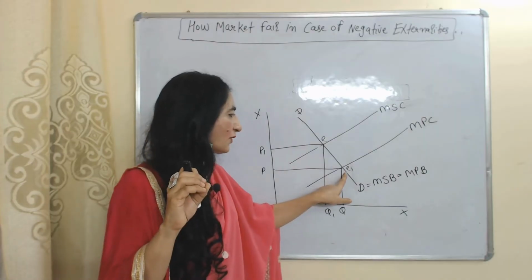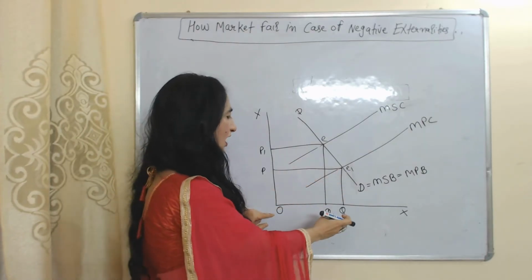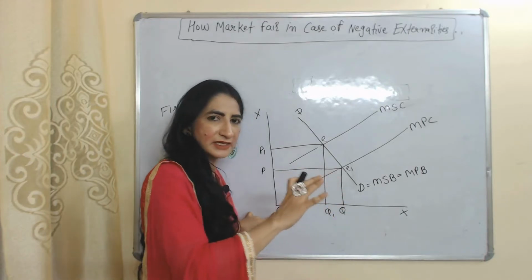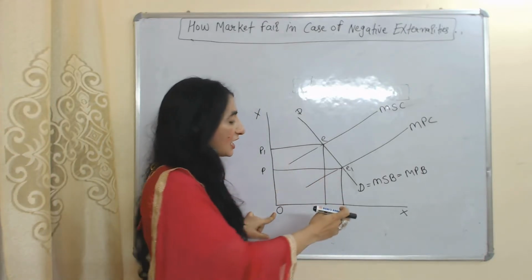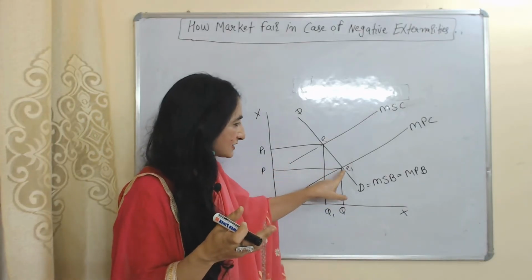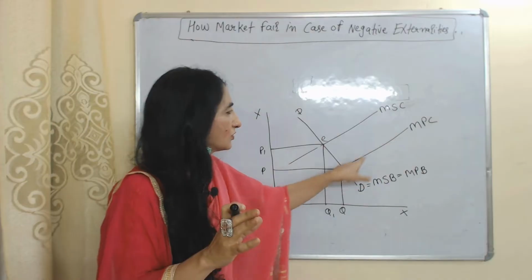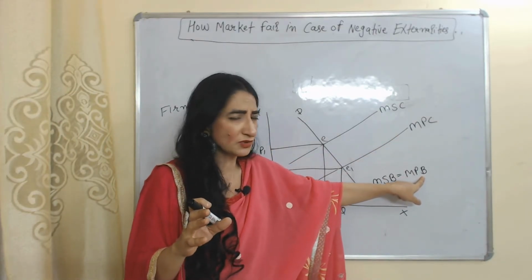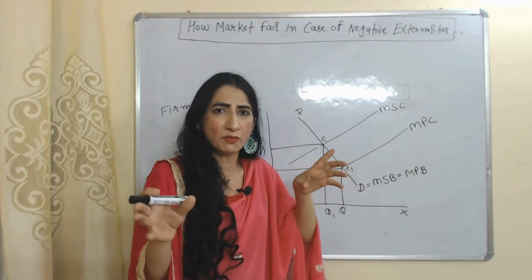Initially the equilibrium point is E1 and initially the output is OQ. At OQ amount of output, our market is not performing efficiently. At OQ amount of output, our market will fail. Here you can see at this E1 point, no doubt marginal private cost is equal to marginal private benefit. So this is the equilibrium point according to the market.